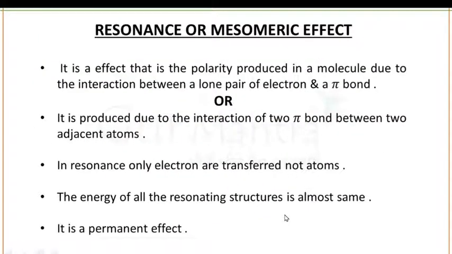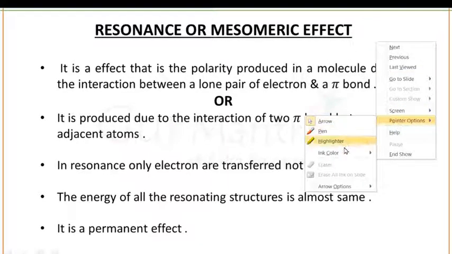Now the next topic is resonance or mesomeric effect. What do you mean by resonance or mesomeric effect? Resonance can be defined as the polarity produced in a molecule due to the interaction between a lone pair of electrons and a pi bond. Resonance effect, resonating effect or mesomeric effect will be produced in a molecule when there is the presence of lone pairs of electrons and pi bonds.